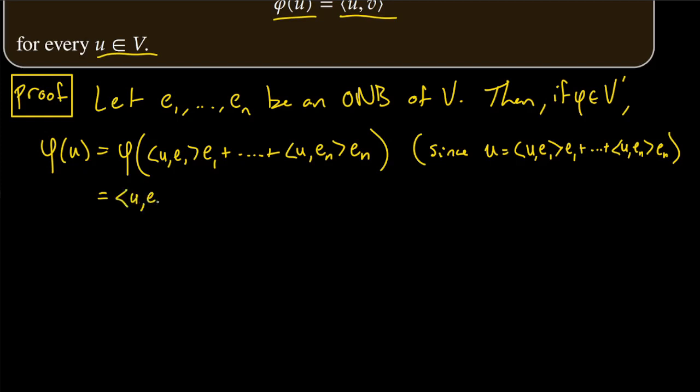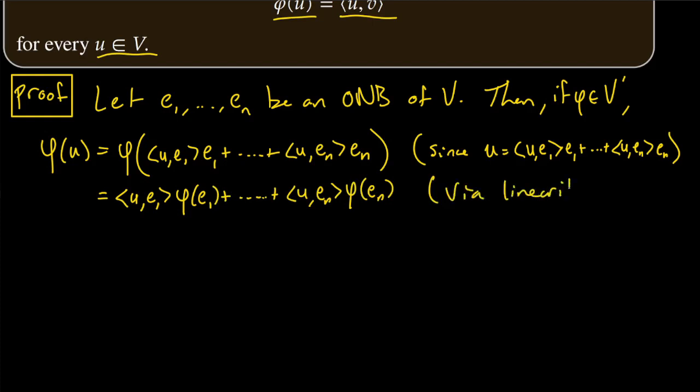So these are just scalars. I'll pull them out. So this is via linearity, the linearity of phi, the linear functional right here. All right, nothing too bad, nothing too terrible yet. But now, why don't I just take these phi of e1 down through phi of en, which are, notice, just in the field. They're just scalars. And why don't I just bring them on in? That is, would you agree with this?